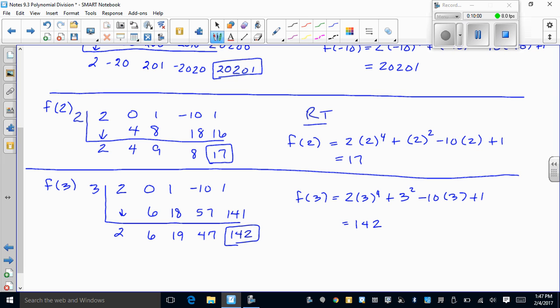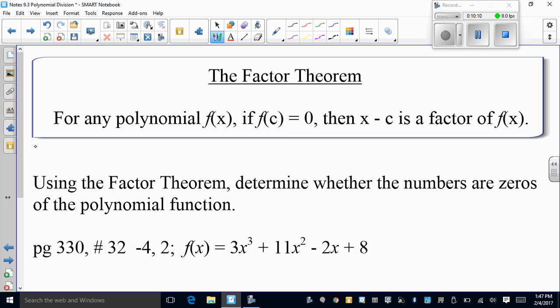Okay, so that's the synthetic division. We have one other thing to work on, which is the factor theorem, but it's kind of already been mentioned to you. The factor theorem: for any polynomial f of x, if f of c equals 0, then x minus c is a factor of f of x. I've already pointed it out to you once before. Notice that the c value goes back into an x minus c to get factors.